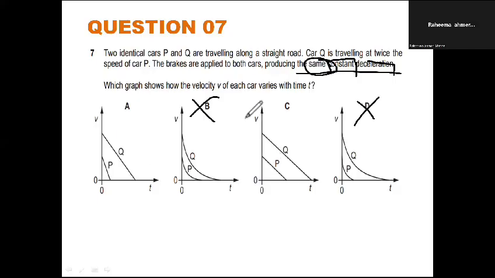So option A is wrong because the gradient of lines P and Q is not the same, which means they won't have the same deceleration, and the question says they both have the same deceleration. In option C, the lines of cars P and Q have the same gradient. You can again check this with the help of your ruler. They both have a constant gradient. So option C is the correct answer, as it satisfies all the conditions provided in the question.